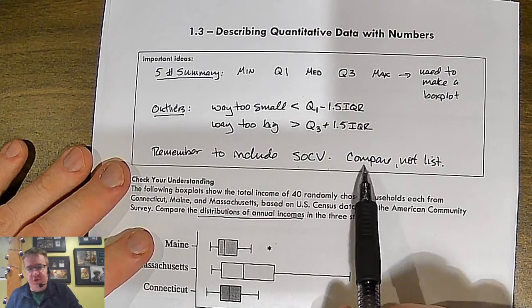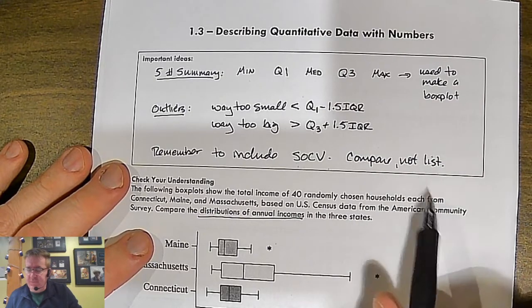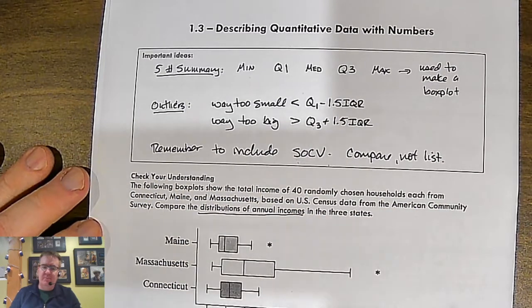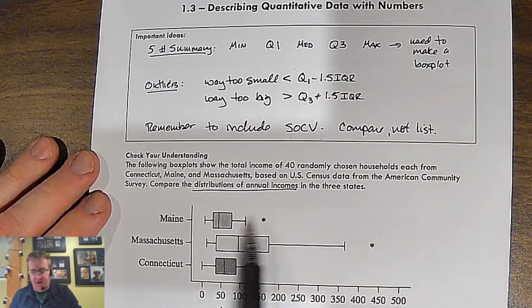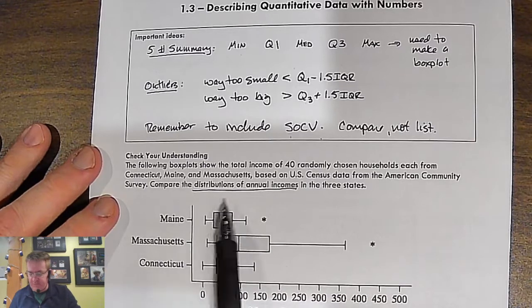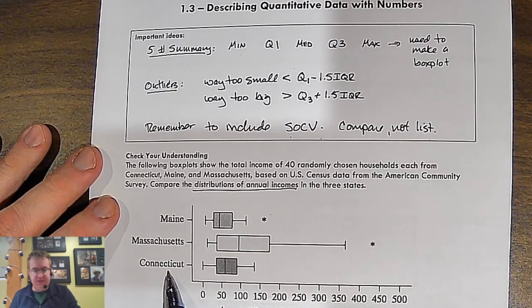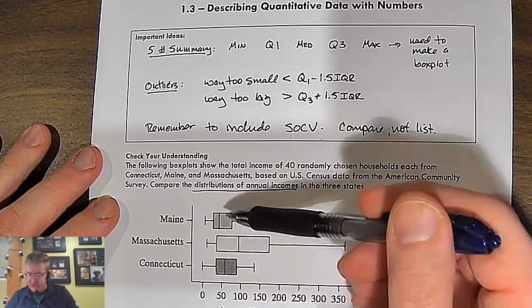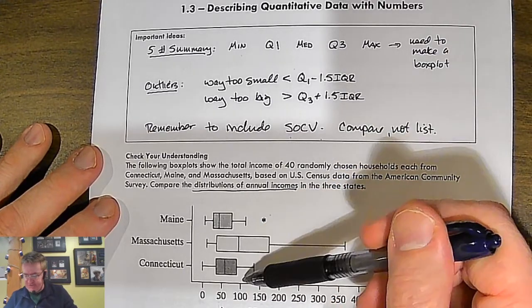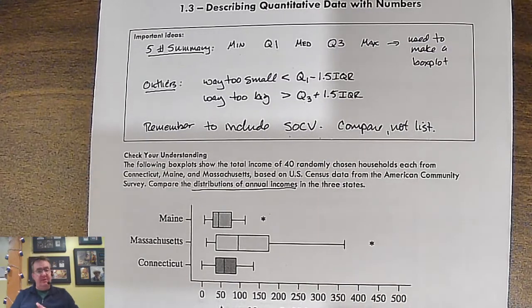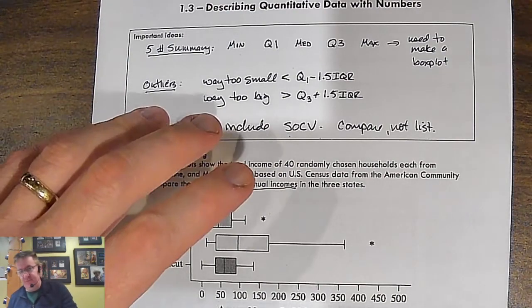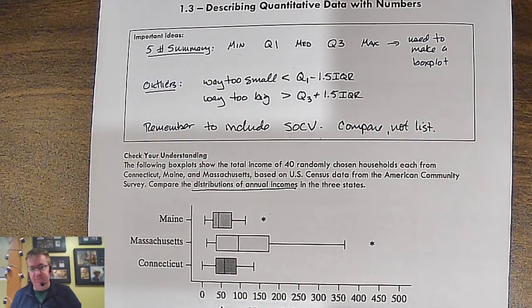The other thing to remember is that you're comparing these things and not listing them. So in the example we're going to do down below, if I asked you to describe what's going on with the medians of the distributions of income of Maine, Massachusetts, and Connecticut, you wouldn't simply say Maine's is about 49, Massachusetts is about 100, and Connecticut is about 53. No, you're going to actually compare them. This one's the smallest, this one's the largest. Is there a gap? That type of thing. Okay? So please hit pause, work through this problem, come on back, and we'll check it.